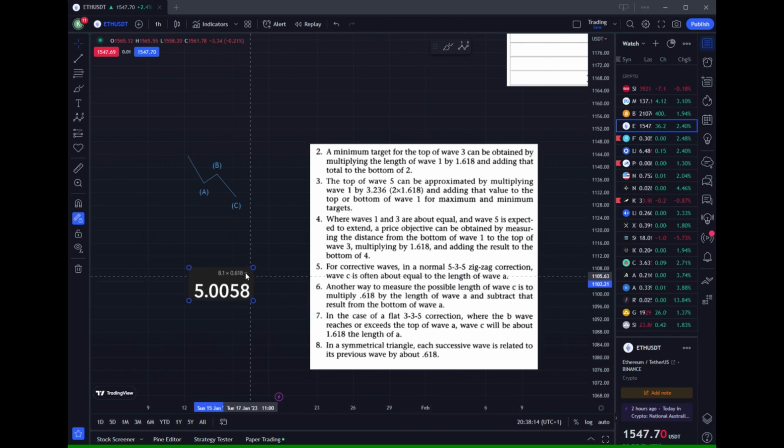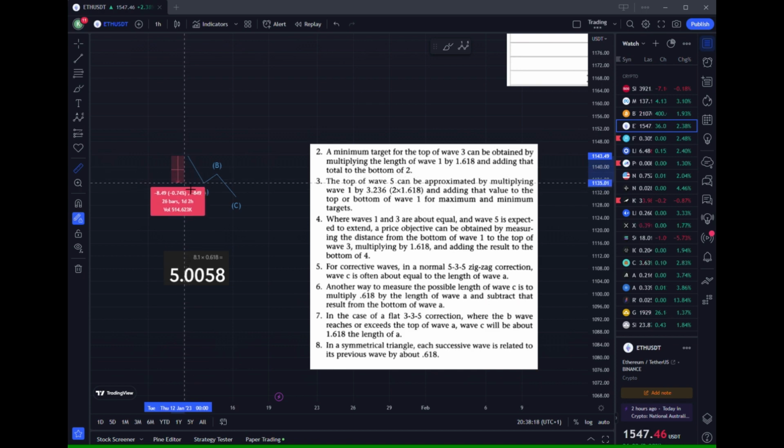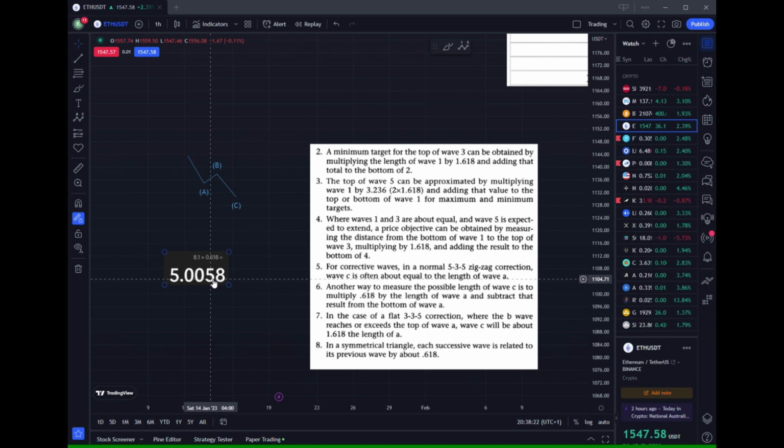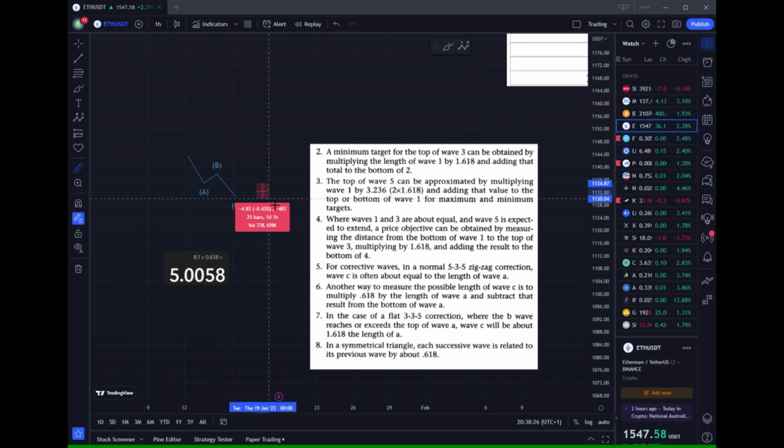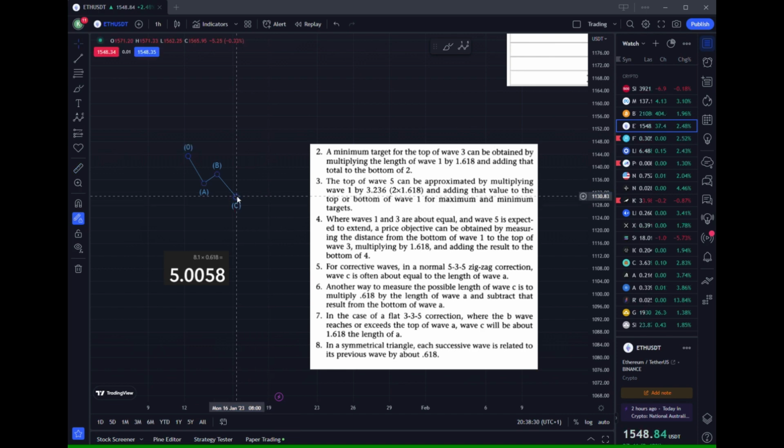But another way to measure the possible length of wave C is to multiply by 0.618. So what I did here is we take the first wave, which is going to be 8. In the example, it's 8.1. Just take about that. And now we end up with 5. That's because you want to go to the bottom of A and subtract 5 from that. So this is around the ideal. A bit lower, but that's the ideal basically.